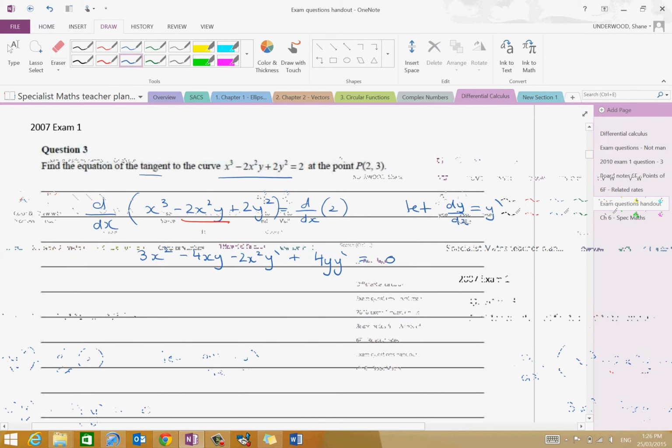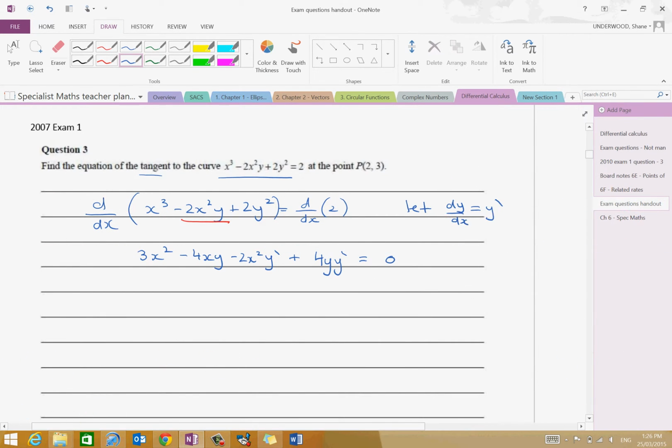Now I've been explaining along the way, so I'm going to stop explaining. First of all, we're going to get y dash as a common factor. And we've got 4y minus 2x squared on one side. And on the other side, I'm going to have negative 3x squared plus 4xy. Therefore, I'm going to say y dash is equal to minus 3x squared plus 4xy over 4y minus 2x squared. And it says find the equation of the tangent at this point here. This is going to give us m.